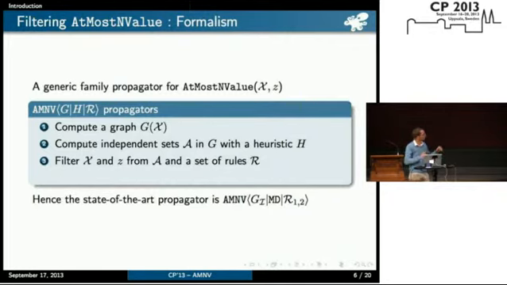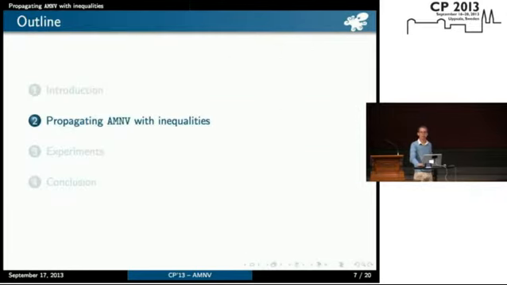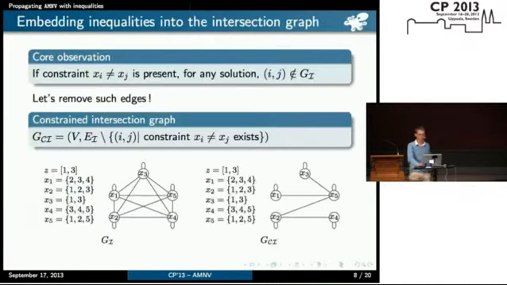And then the state-of-the-art propagator would be AtMostNValue over the intersection graph with min degree and rules 1 and 2. And the idea is now to change each of those 3 components, the graph, the heuristic, and the rules, in order to improve performance and to catch more structure from the problem. And the first step is to take inequalities into account in this algorithm, and this will be done by changing a little bit the underlying graph we use.